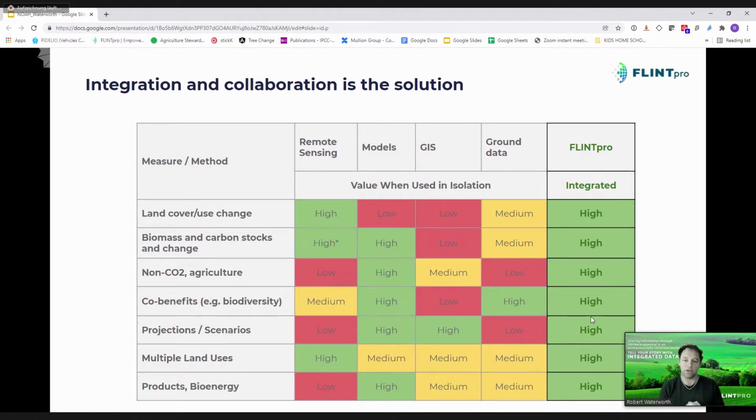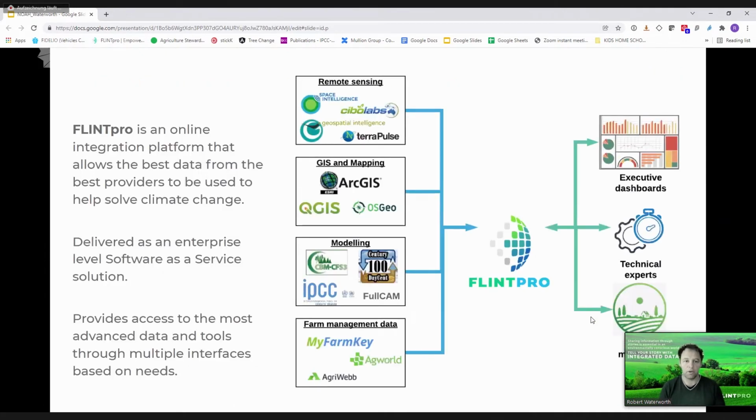Given that there's no one technology, the challenge then becomes how do we actually integrate all of these different types of methods to actually produce the results we need? And this is where flintpro comes in. flintpro is our online integration platform. It's the only kind of integration platform of its type in the entire world.